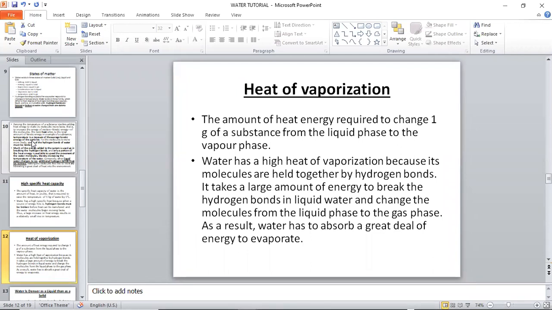So for water to vaporize, when we apply heat, firstly the heat energy will go to weaken the hydrogen bonds, and then that's when it will lead to faster movement of water molecules, changing it to the gas phase.